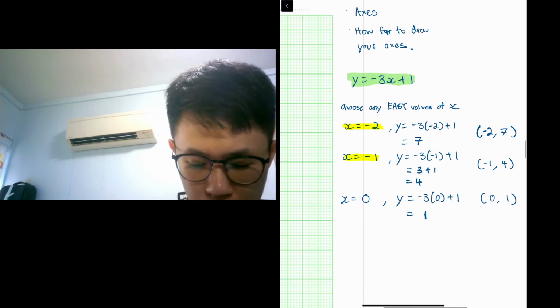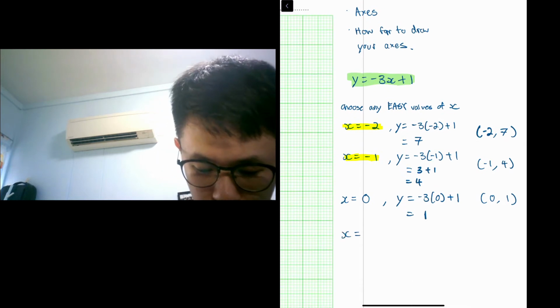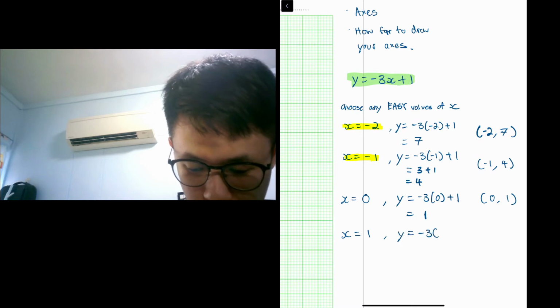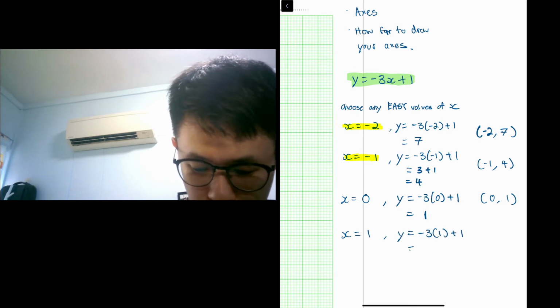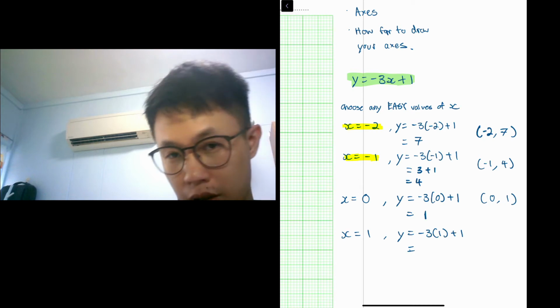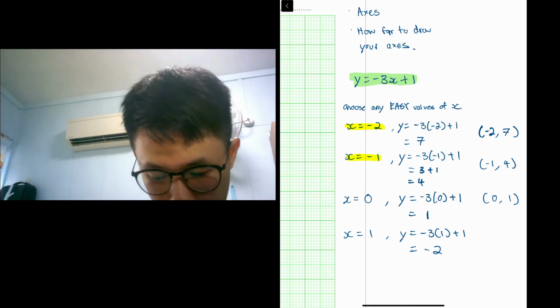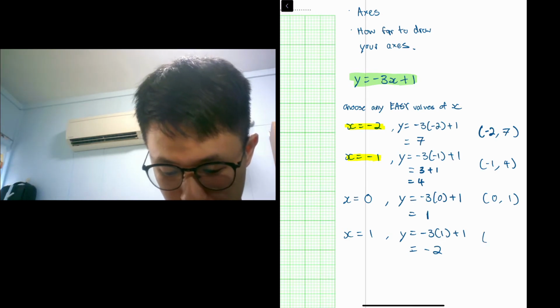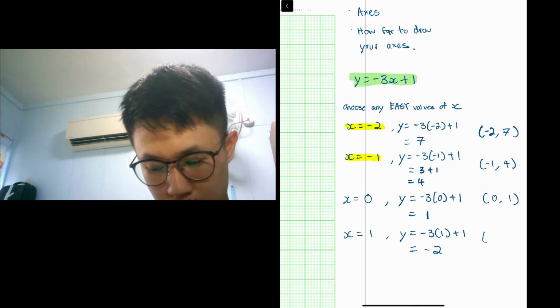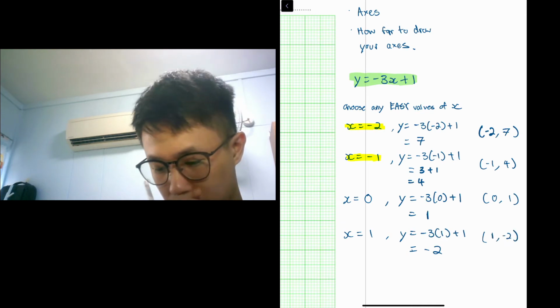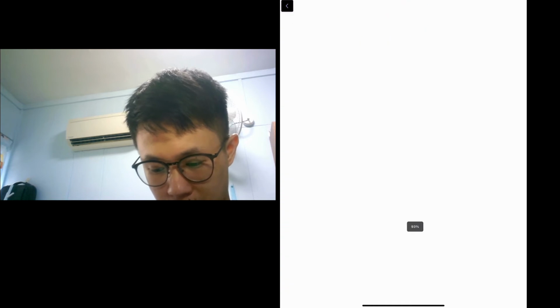Okay, just one more just to be safe. So x equals 1 and y equals negative 3 times 1 plus 1, and this equals negative 3 plus 1, which is negative 2. So you see that right now I have created multiple values to help me with my journey of drawing graphs.